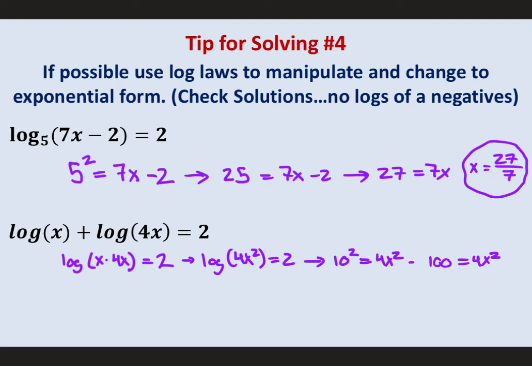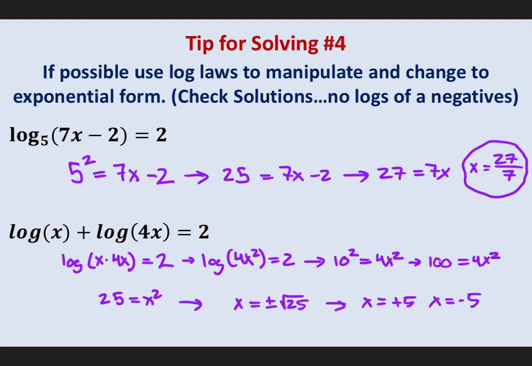100 equals 4x squared. Divide both sides by 4, you get 25 equals x squared. Take the square root of each side, and you get x equals plus or minus the square root of 25. And simplify it, so you get x equals positive 5, x equals negative 5.